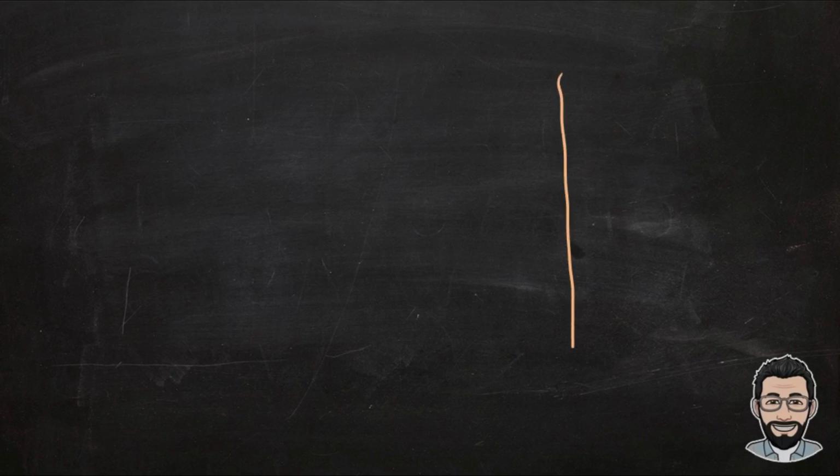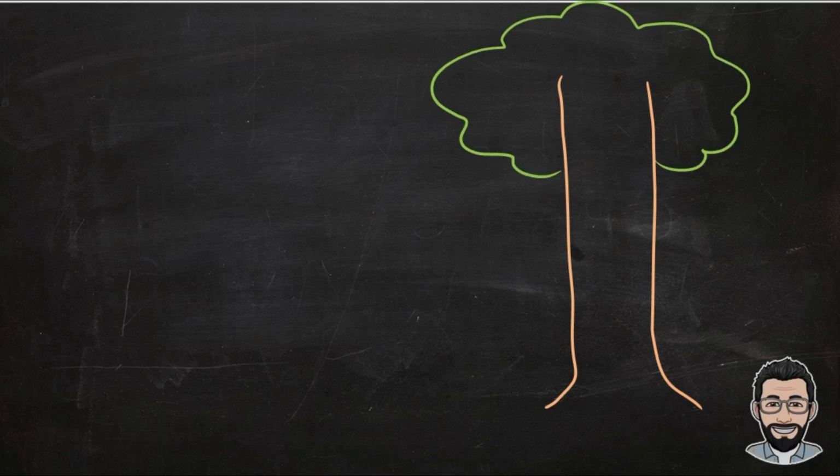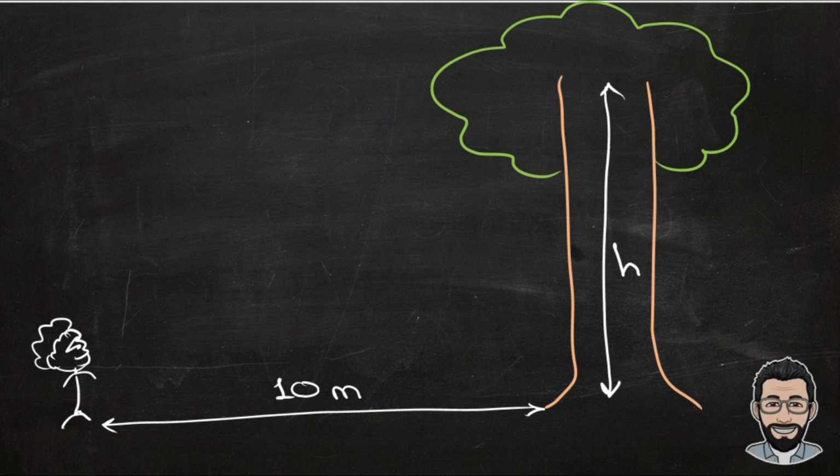So you have here a tree, and you have here the leaves of the tree, and you are standing here. And I gave you here the distance between you and the tree. It was 10 meters, for example. And you don't know the height of the tree. It's unknown. I'm asking you to find it.